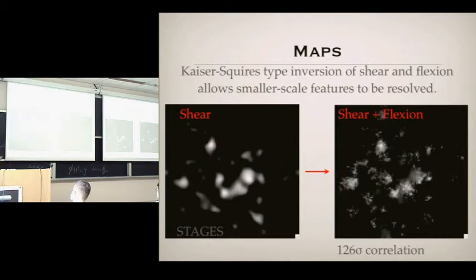So you begin to see much more detail in the shear plus flexion kappa maps, which is very exciting. A lot of these structures do appear to be real, or at least correlated with galaxy numbers. And importantly, there's a 126 sigma correlation between the flexion and shear maps. So flexion measures the same thing as shear, which is good in terms of dark matter kappa.